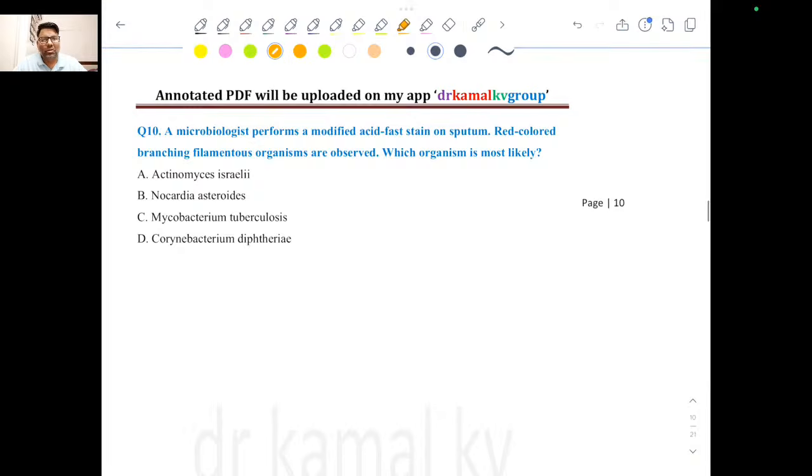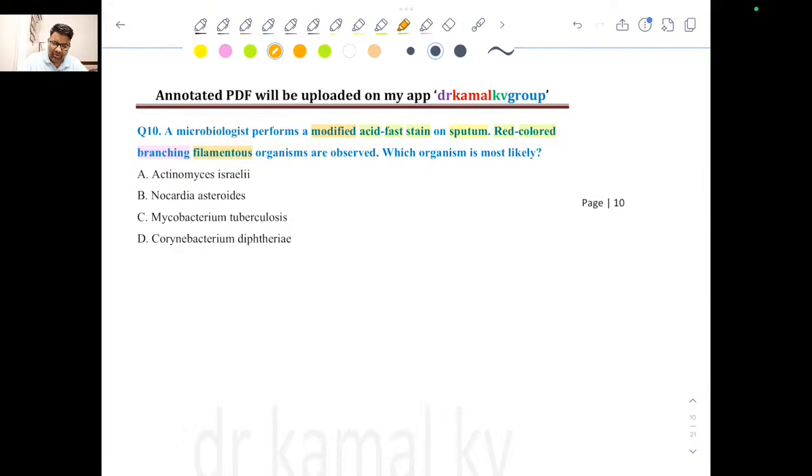A microbiologist performs a modified acid fast stain on sputum, right? So modified acid fast staining on sputum. Then red colored branching filamentous organisms are observed. Now which organism is more likely?